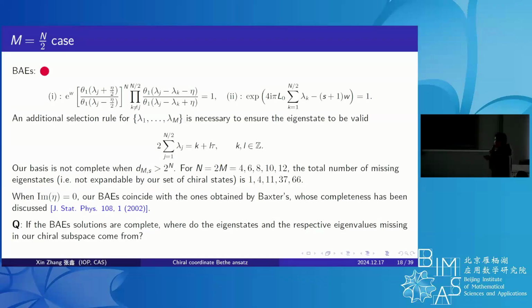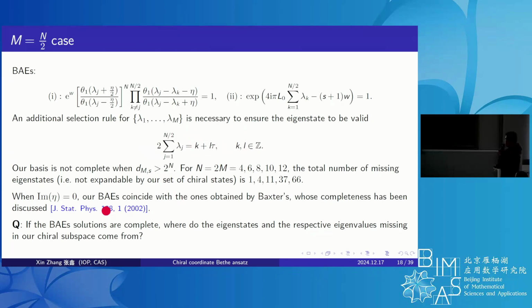Okay, so this is the Bethe equation, but we found that apart from this basic equation, the physical solutions for the Bethe roots satisfy another selection rule. This means the sum of the Bethe roots times 2 is k plus L tau, where k and L are integers.